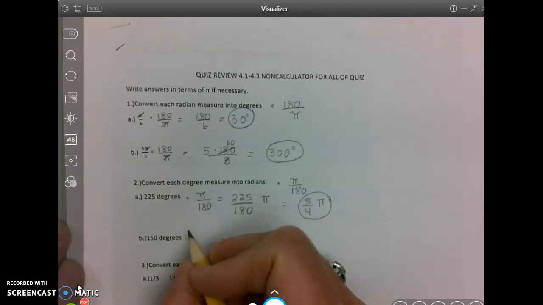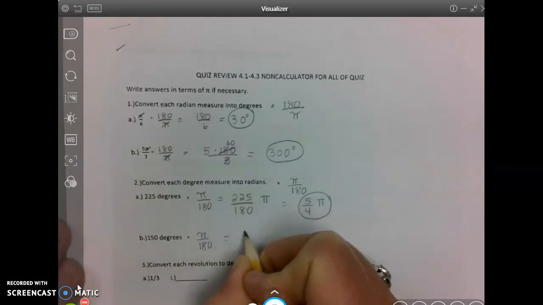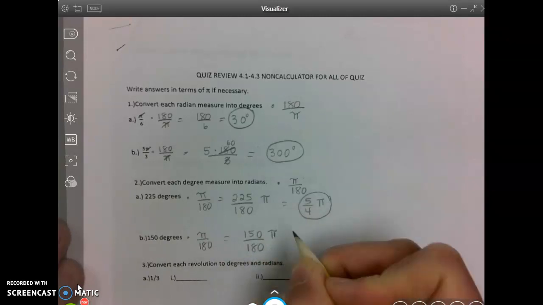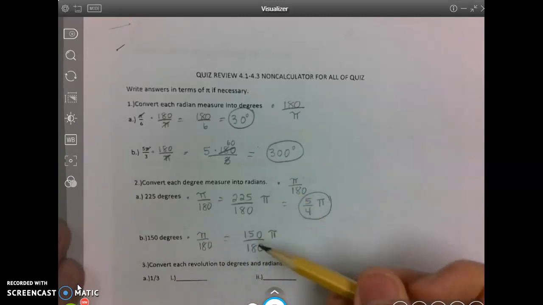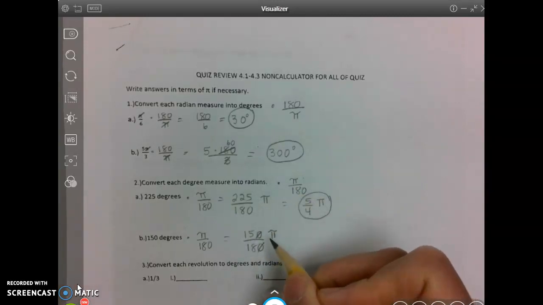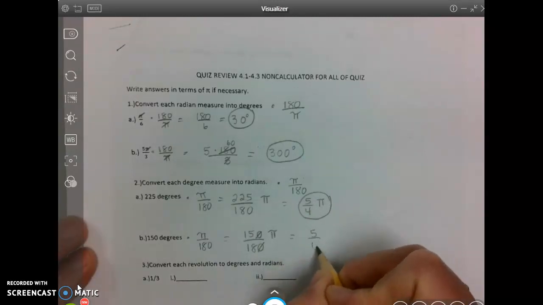Alright, for 150 degrees, I'm going to again multiply by pi over 180. And I get 150 over 180 pi. I realize right away these can both be divided by 10. And then 15 and 18 are both divisible by 3. So I get 5/6 pi.